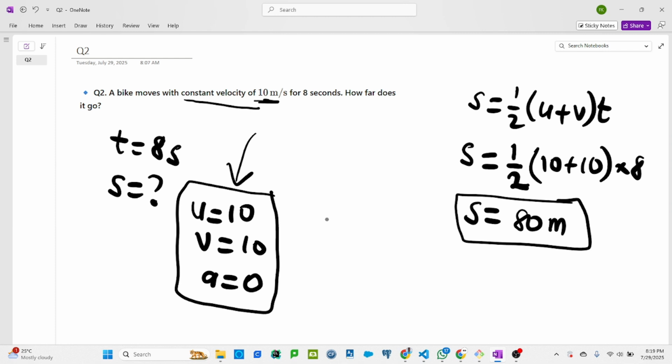Okay, sure. Now let's use the other formula, where they've given us u and they've given us t. Which of the equations should we use? We are looking for S.